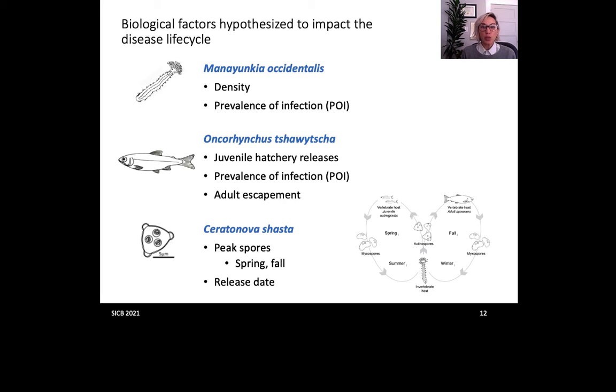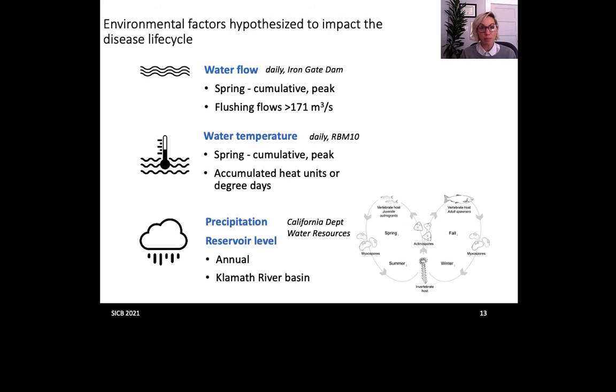In the salmonid hosts, we looked at the prevalence of infection in hatchery origin smolts from Iron Gate and the number of adult spawners. We also looked at peak spores in both spring and fall and the release date, whether it was early or later in the migration season.